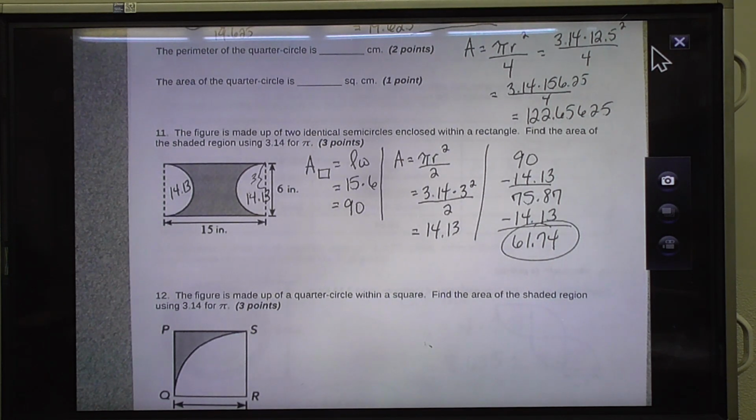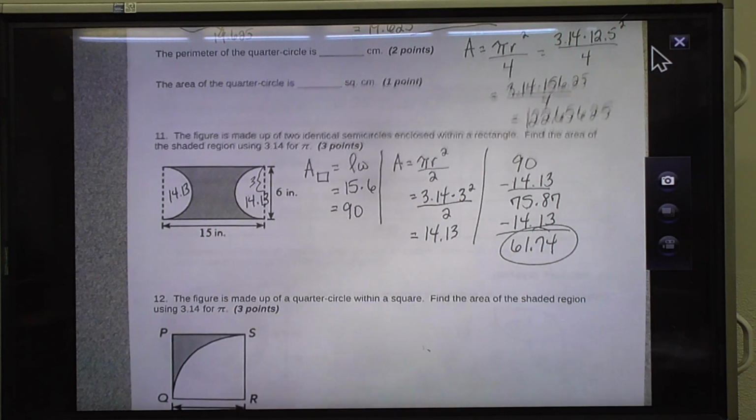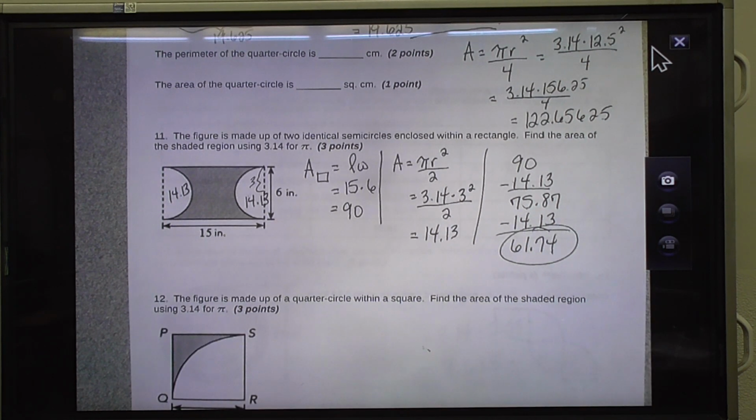What shape do you see for number 12? A triangle. A semicircle. No, a quarter circle. A crescent. I see a quarter circle. What else do you see? Crescent. There is no triangle. That line is curved. And a square.